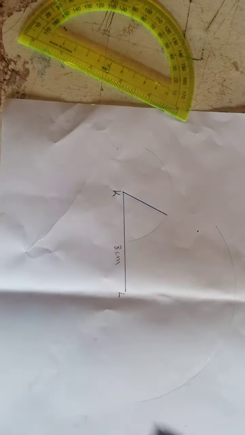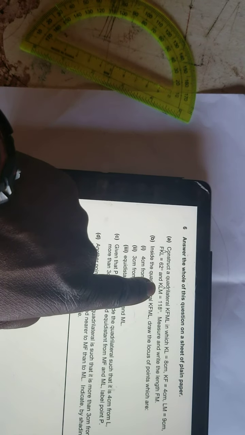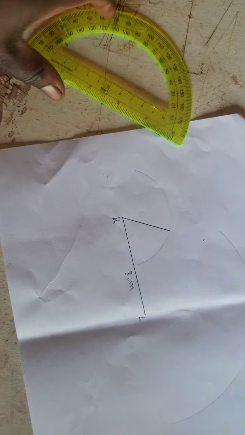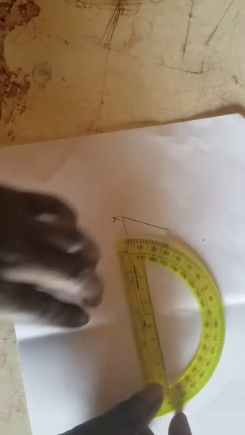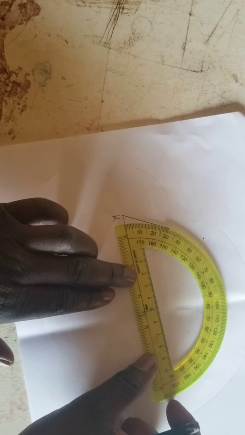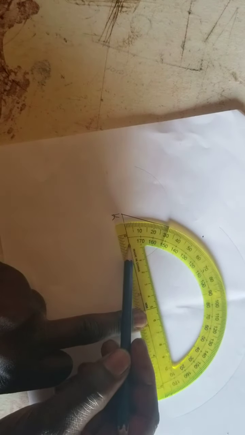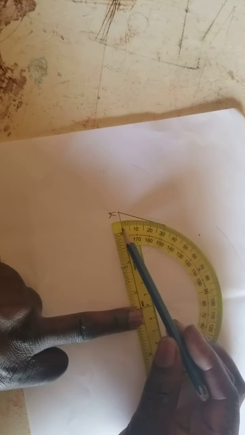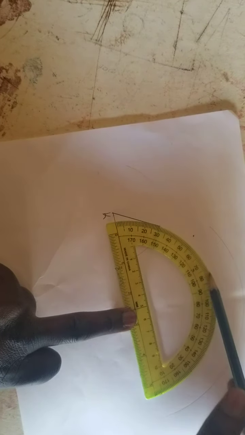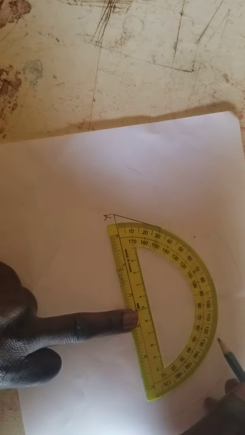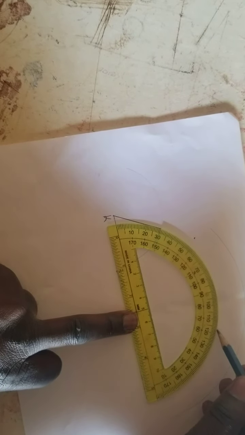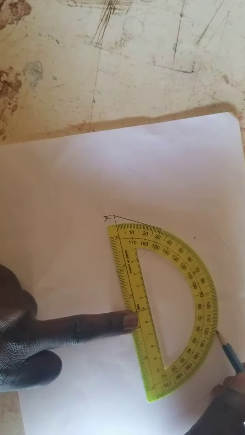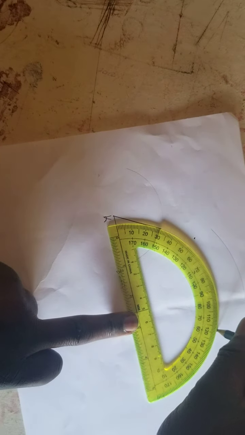Okay. Next it says the angle KLM is 118 degrees. So we measure 118. The angle is at L, so we place our protractor at L. We have two scales, the one inside and the one outside. We go for the one outside because that's the one that reads 0 with this line here. And we go all the way up to 118. So this is 110, 120, 115, 116, 117, 118 is going to be here at this point.